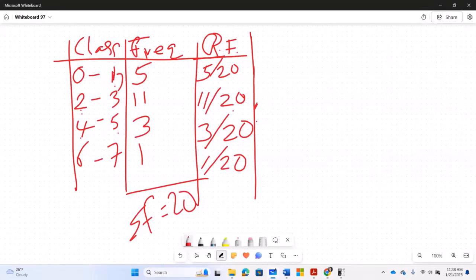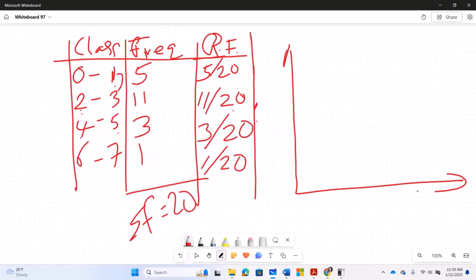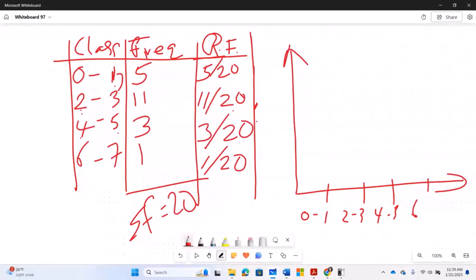Okay, so I want to draw a frequency histogram on the right-hand side of the data that I just found. There are 4 classes, and I can use the class weight: 0 to 1, 2 to 3, 4 to 5, 6 to 7.